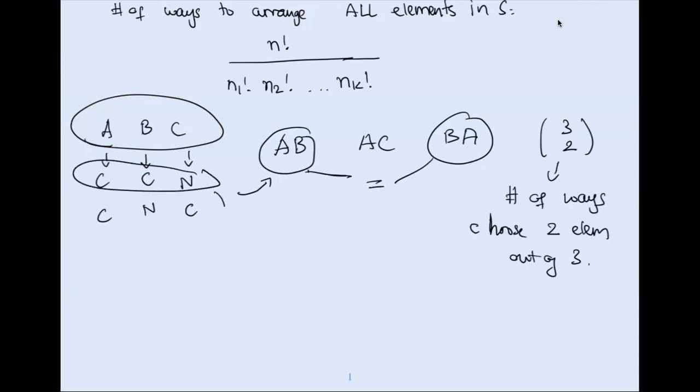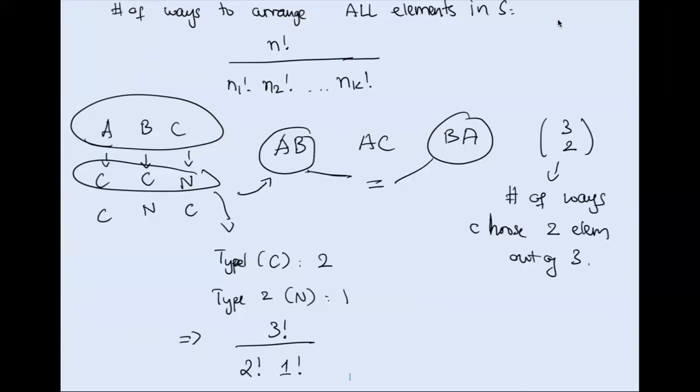And this is just permutation of a multiset, where you have 2 types. Type 1 is C, where you have 2 Cs. Type 2 is N, where you have 1 N. Then the number of ways that you can arrange them is 3 factorial divided by the number of elements from type 1 factorial and the number of elements from type 2 factorial. And it is equal to 3 choose 2. Does this make sense?